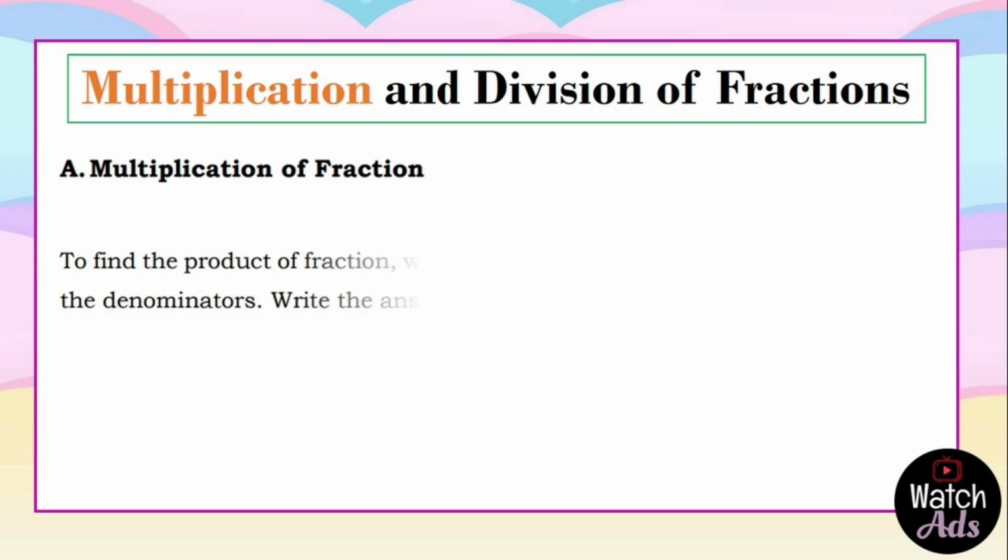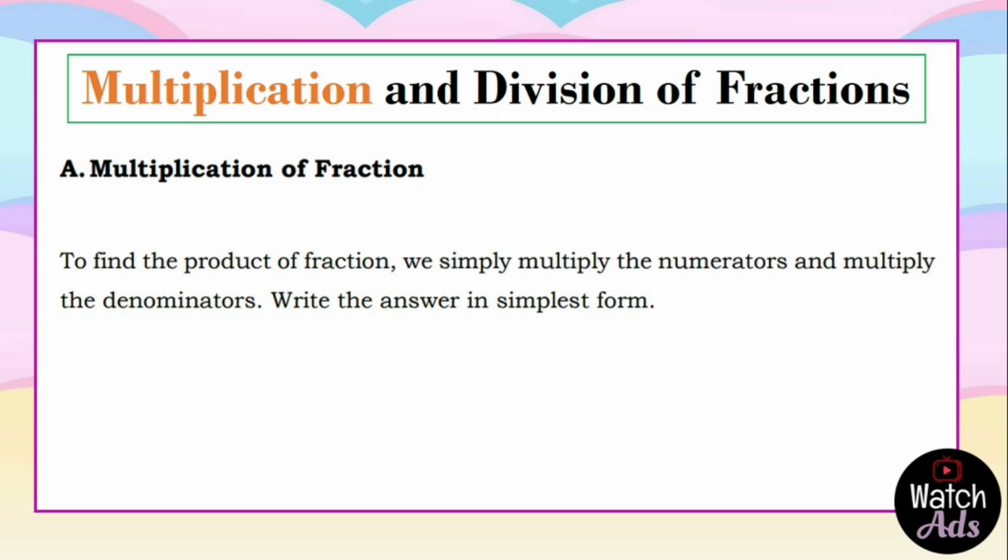For multiplication of fractions, to find the product of fractions, we simply multiply the numerators and multiply the denominators. Write the answer in simplest form or in lowest terms, such as A over B multiplied by C over D is equal to AC over BD.